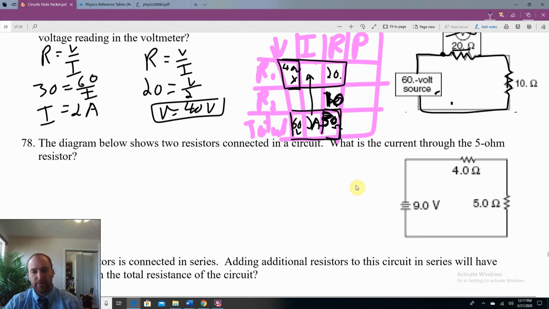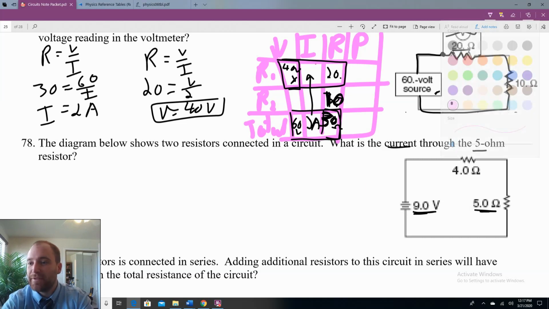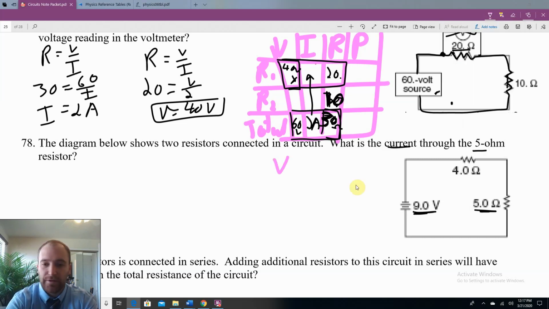Alright, next up, another good one that I would expect it would be easy to make a mistake on, particularly if you don't use the verb chart. The diagram below shows two resistors connected in a circuit. I want the current through the 5 ohm resistor. And the easy mistake to make here, if you were answering this very quickly, is to take this 9 volts and use it for this resistor. Can't do that, you'll get the wrong answer. But you'll get the right answer if you do a verb chart. So that's what we're going to do. V-I-R-P.